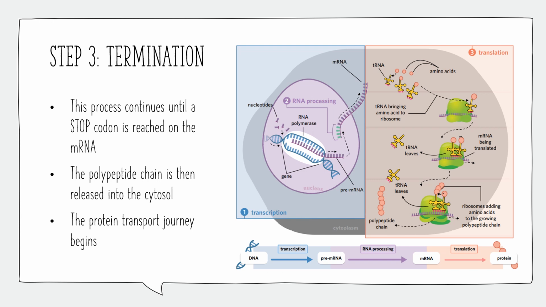Termination in this case is when we reach a stop codon. So cast your minds back to that codon table that I showed you. Remember there was the start codon, but there was also a couple of stop codons as well. That is how this process terminates. Once a stop codon is read, the polypeptide chain, or the primary structure, is finished and it's released into the cytosol. Then it starts its next journey, which we're about to go through, but that is how genes are expressed.